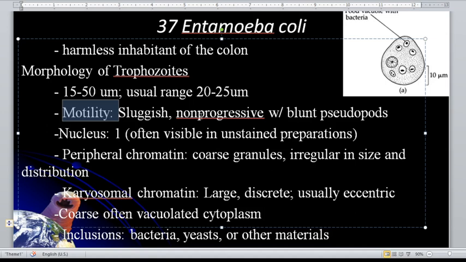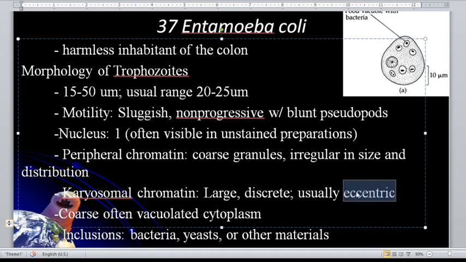The nucleus of the trophozoite, just like with Entamoeba histolytica, has only one. Pareho silang mag-isa ang nucleus. The peripheral chromatin, take note of this guys, in Entamoeba histolytica has fine granules, diba? But this one has coarse granules, irregular in size and distribution. The karyosomal chromatin in Entamoeba histolytica is usually found in the center, kaya central. It has a central karyosome. But for Entamoeba coli, that is usually eccentric.